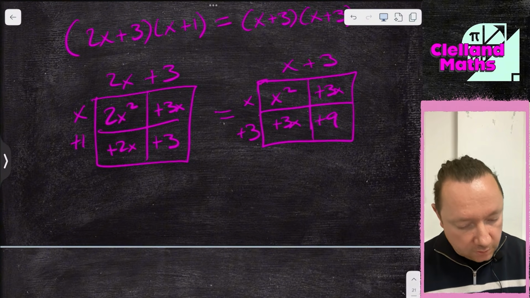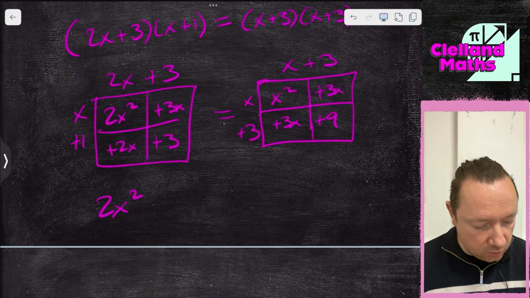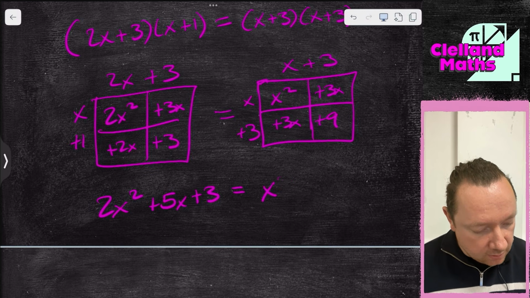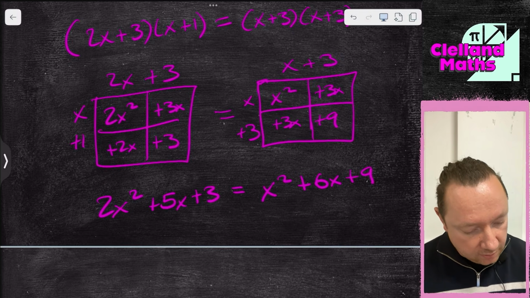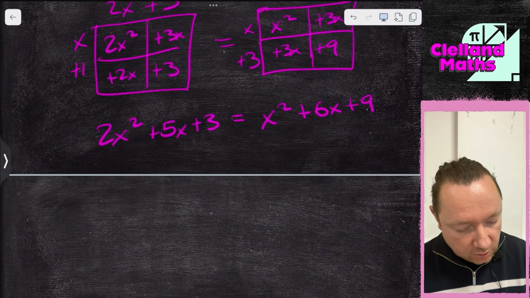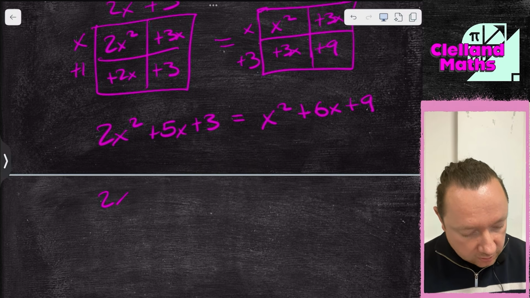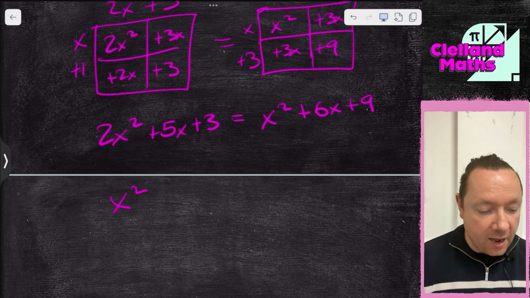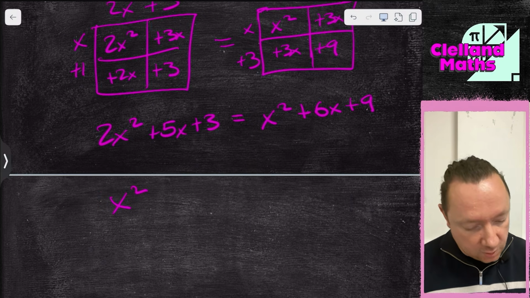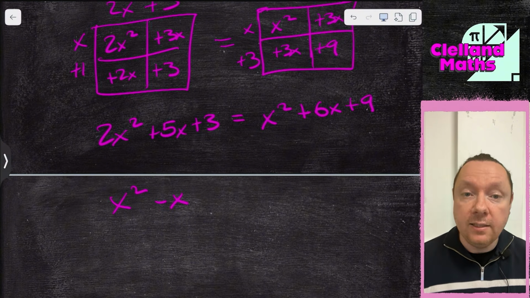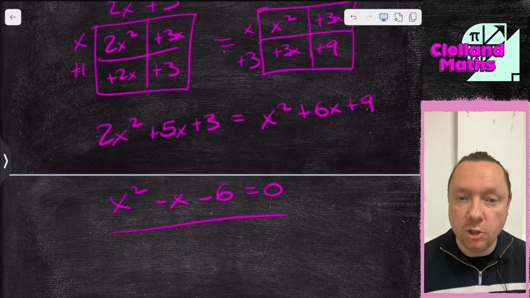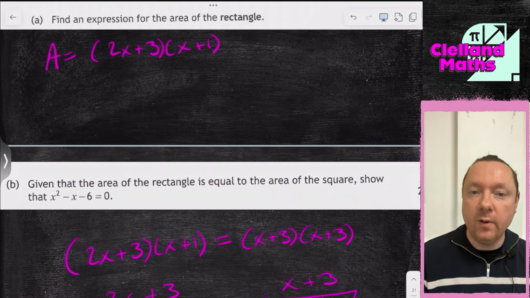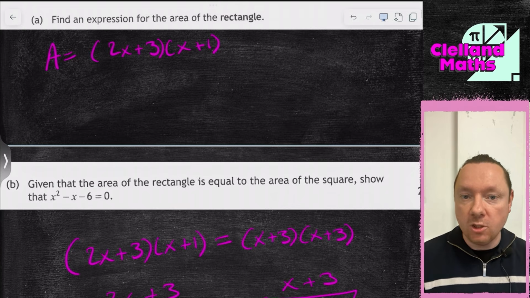So that gives me 2x squared, 3 plus 2 is 5x, and then plus 3 on the left, and then x squared, 3x plus 3x is 6x, and then plus 9. So moving everything over, 2x squared minus x squared is just x squared on this side, 5x take away 6x is minus x, and then 3 take away 9 is minus 6, equals 0, and that's what we want to show. But remember, if you can't do this question, you can still do part C, because you're just solving it.